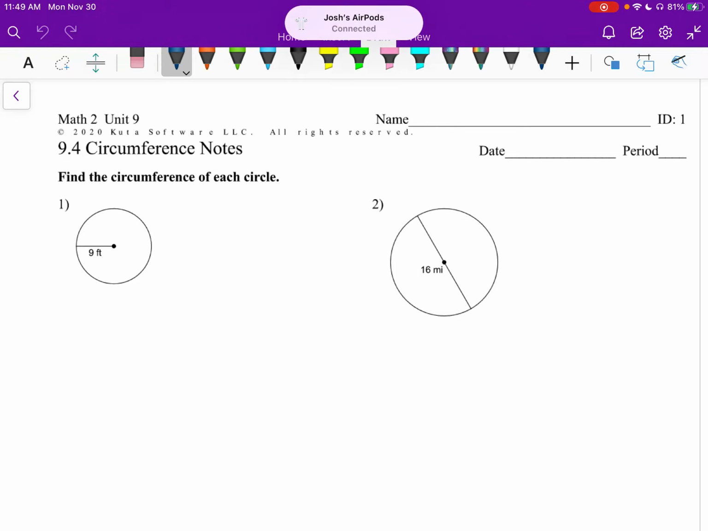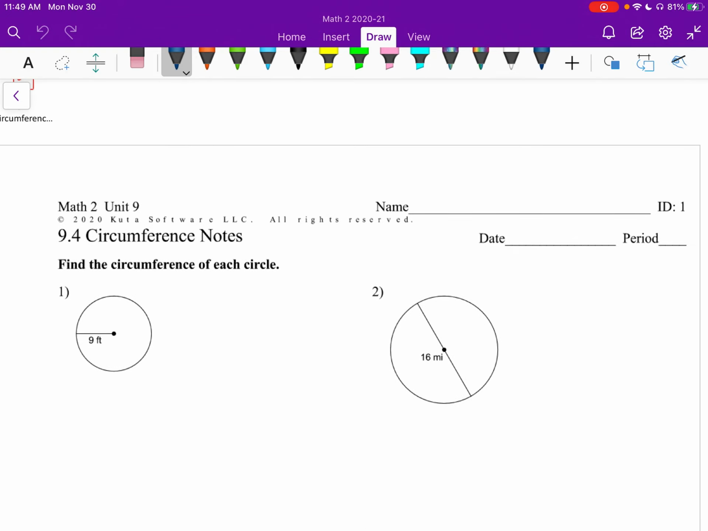Okay, 9.4 circumference. So let's first review our formulas that we have. We have area is pi r squared, and then we have our circumference is 2 pi r, or we could say circumference is pi diameter, right? Because 2r is our diameter. Now, just like in 9.3, we're just going to be using these formulas and finding our circumference this time.